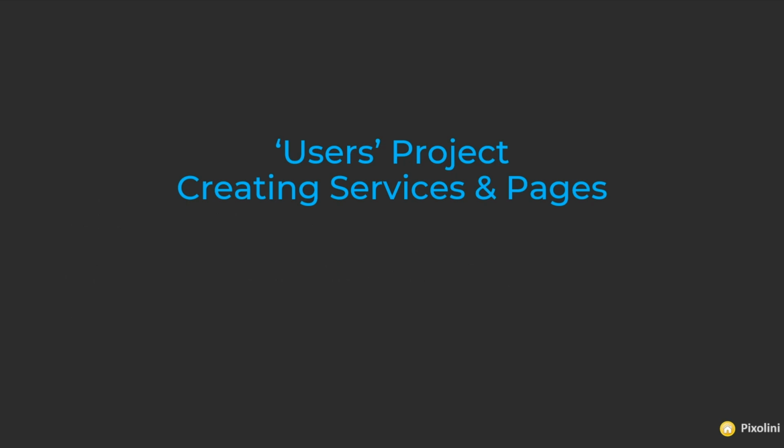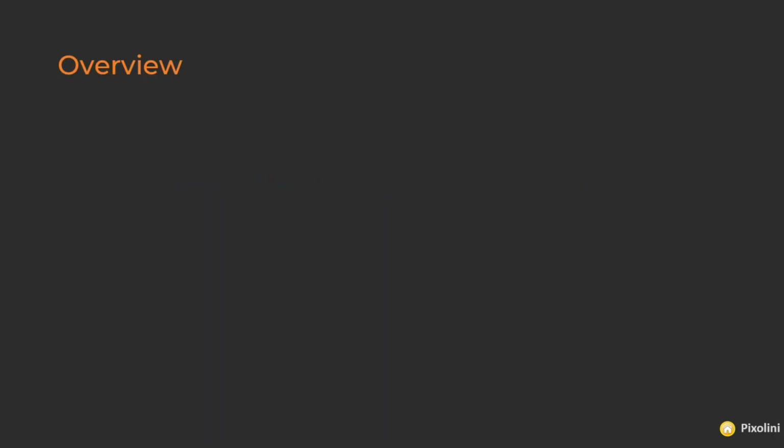In this section, you'll create the services and pages for the user's starter project. Now, let's get an overview. We're going to create the user service, which is responsible for making the RESTful API calls. It will return back JSON data, which will use our user model to convert it so it's more readable.